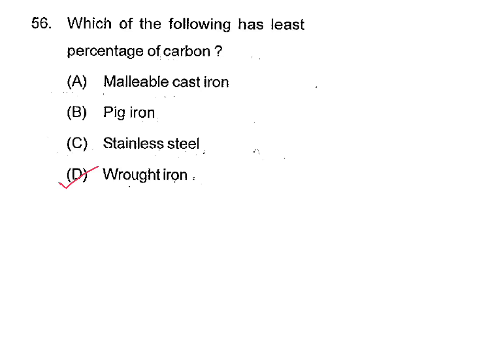In pig iron, 4 to 4.5% carbon is present. Stainless steel is around 0.15% carbon. But in wrought iron, its percentage is 0.02 to 0.03%. All are carbon percent.